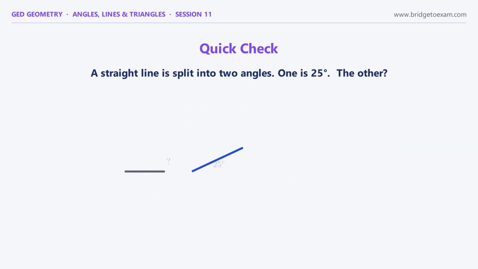Let's check your understanding. A straight line is split into two angles, and one of them is 25 degrees. What is the other? Angles on a straight line are supplementary, so the other is 180 minus 25, which is 155 degrees.